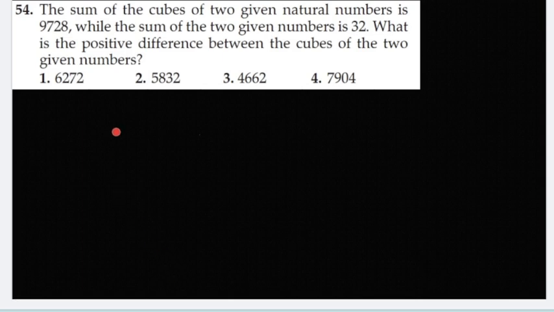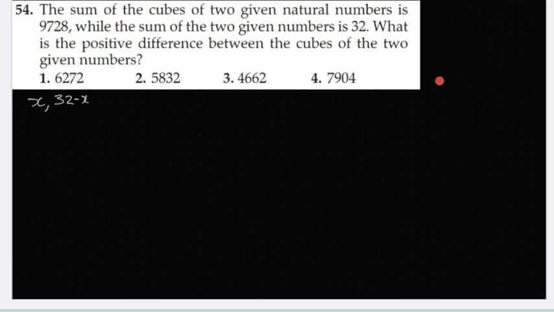So what is given here is, suppose we have one number x and another number is 32 minus x. So why 32 minus x? Because the sum of the two numbers is given as 32, so we can assume the other number as 32 minus x. So these two numbers are there. And what is given here?